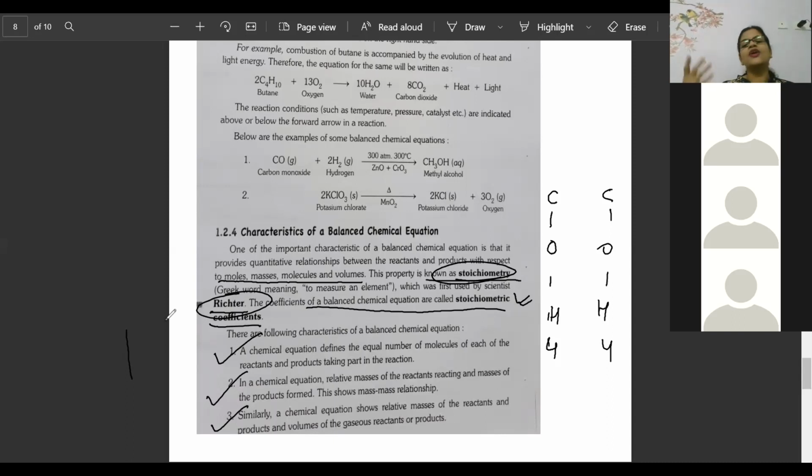Okay. So a chemical equation defines an equal number of molecules. We already know. Second, mass, relative mass. Third, it shows the relative mass of reactants and products, and volume also. So these 3 important parts are the characteristics of a balanced chemical equation.